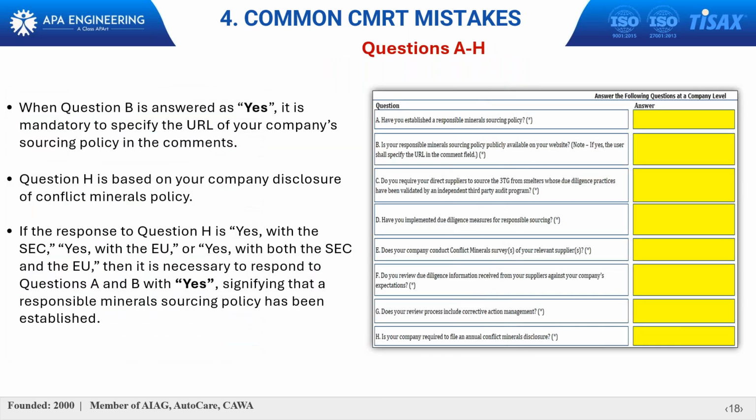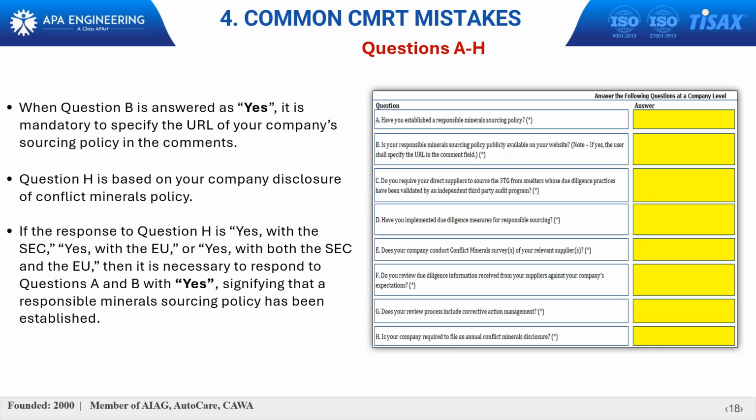Here I will discuss question 8 to question 8. These are company level questions and need to be answered based on the company's conflict minerals policy. Question H is based on your company's disclosure of the conflict minerals report.